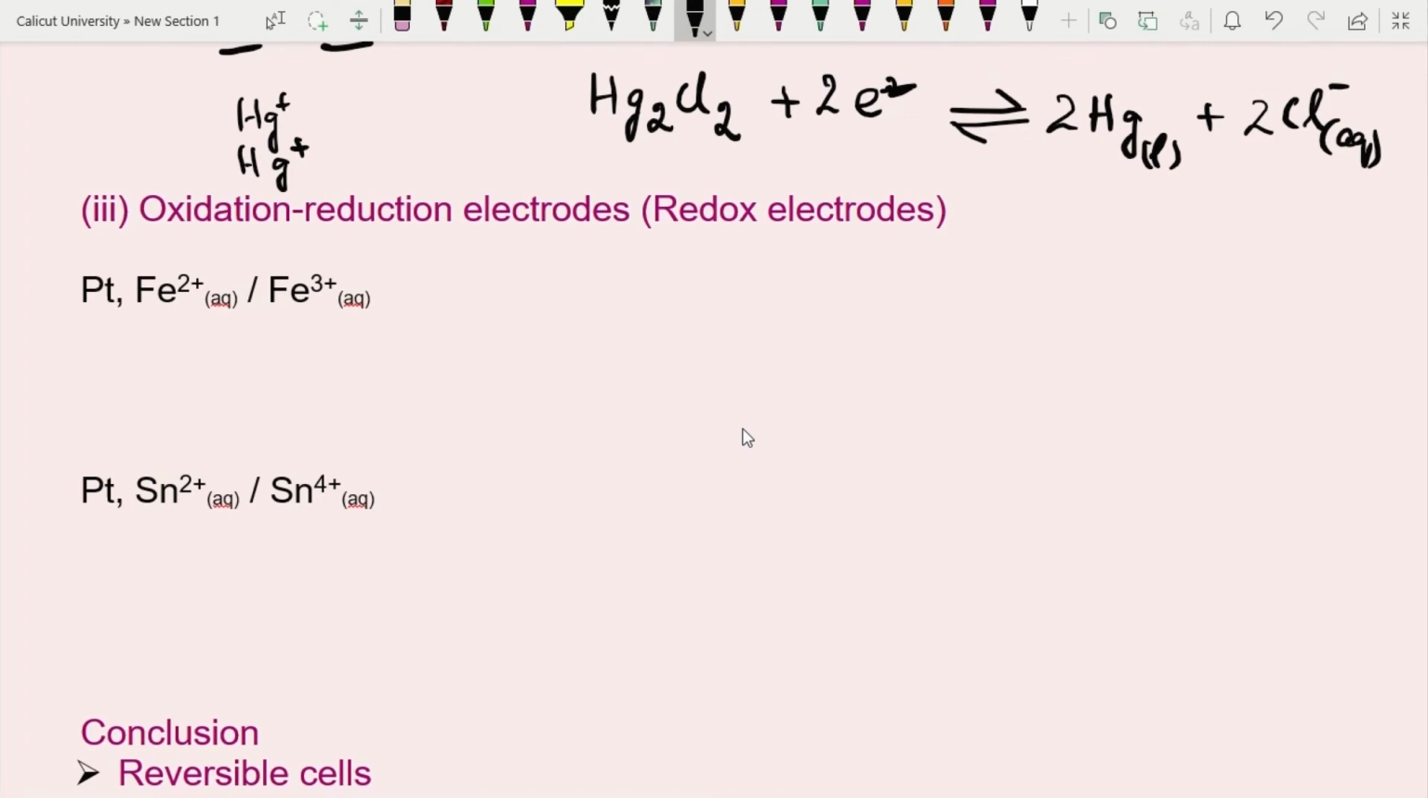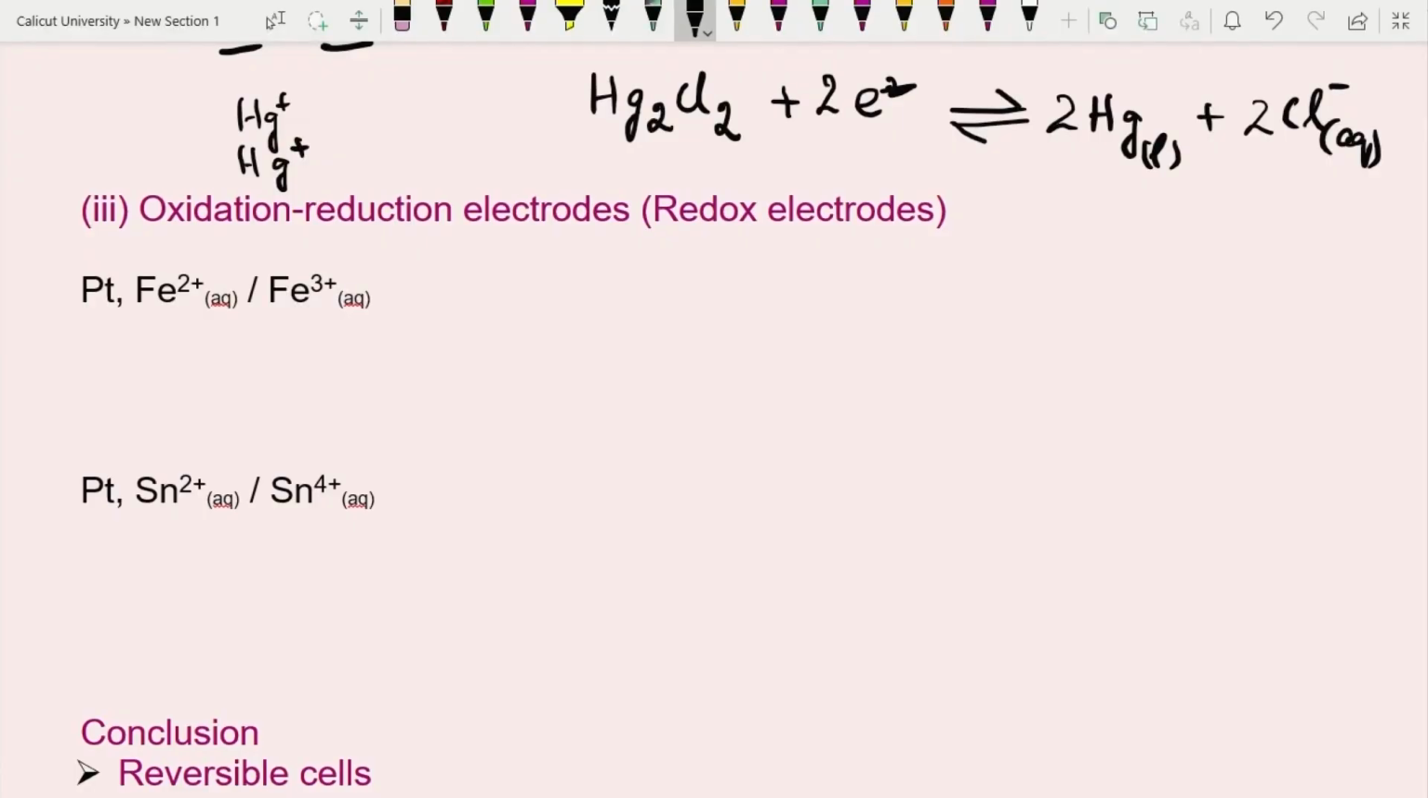Next, we will see the third type, that is oxidation reduction electrodes. Oxidation reduction electrodes are those electrodes in which we have an electrolyte which contains two oxidation states of the same element existing in a solution form. So, we all know that you can have the same element with two oxidation states only if they are those elements which are capable of showing variable valency. And here the examples are ferrous and ferric, stannous and stannic; all these elements can exist in two oxidation states.